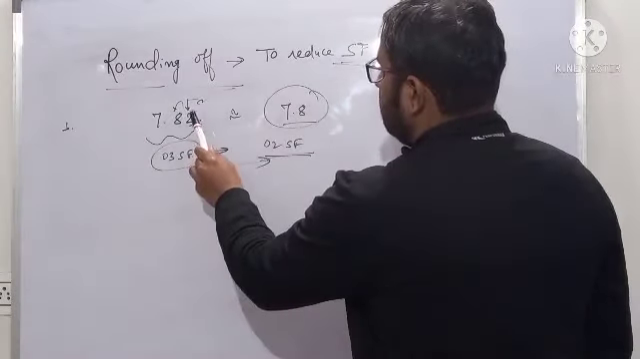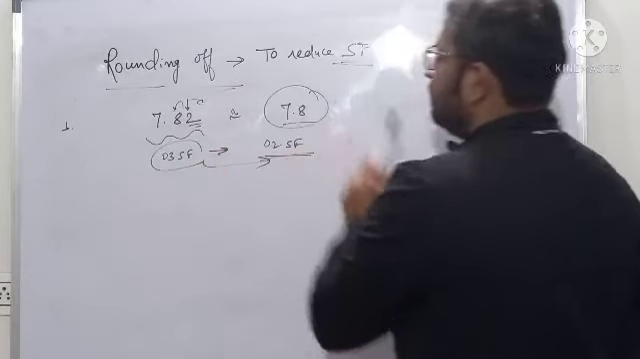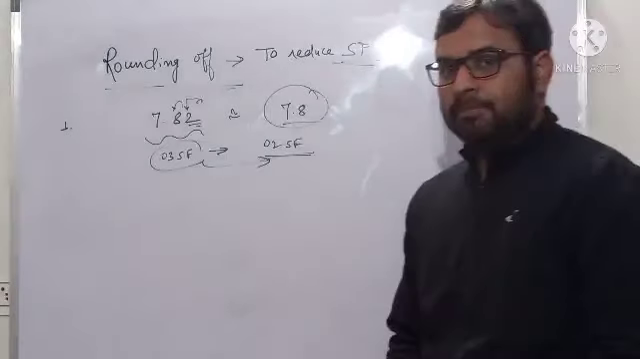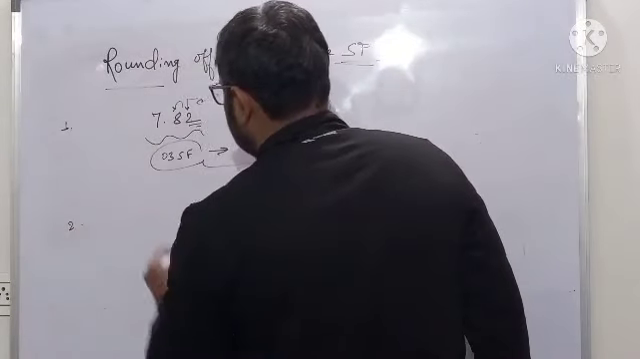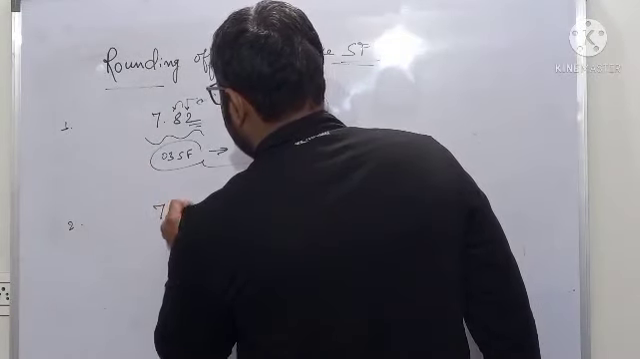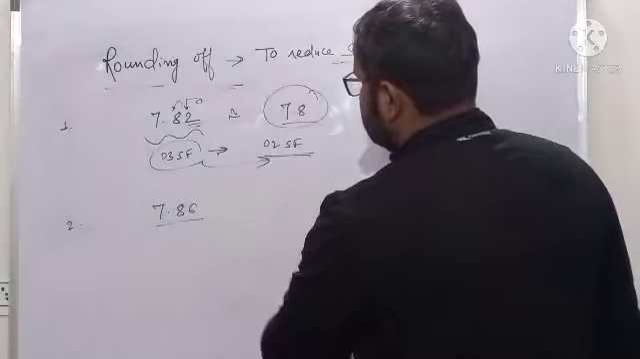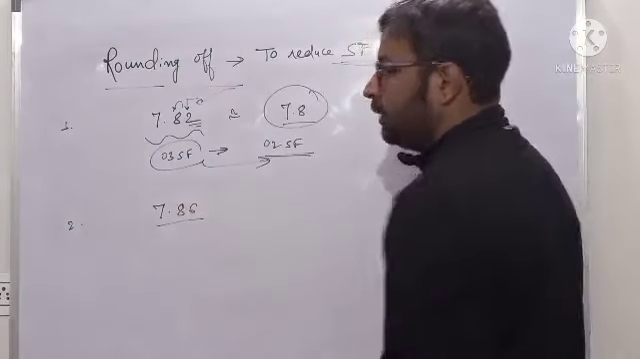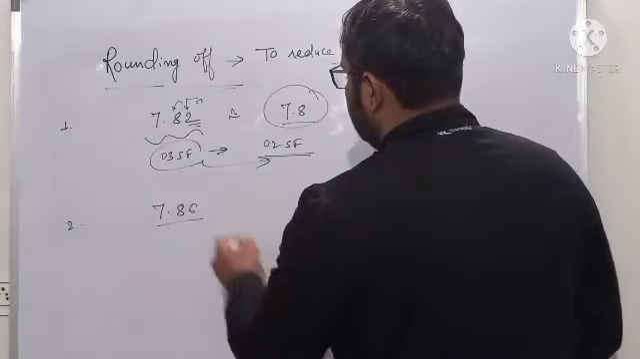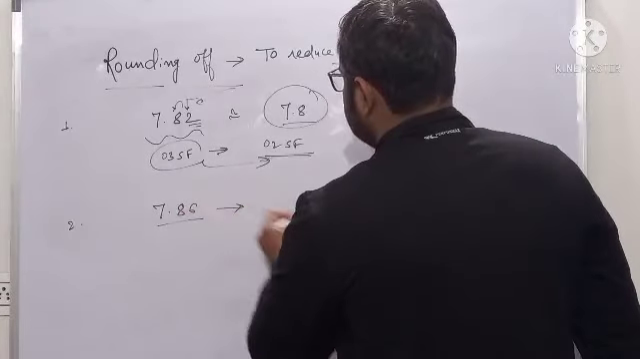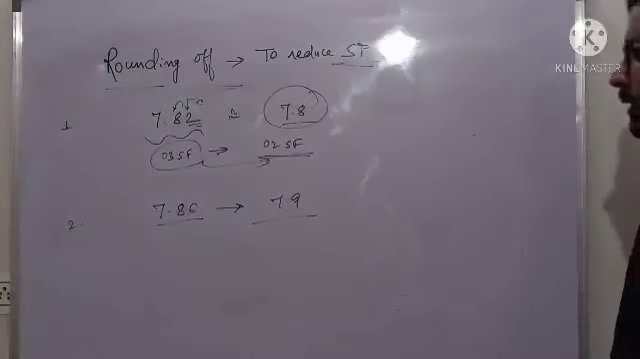If the digit to be dropped is less than 5, then the preceding digit will not change, it will remain the same. Okay? Now the next rule: suppose it is 7.86. This rule says that if the digit to be dropped is greater than 5, then the preceding digit will be raised by 1. So this is 6, this will become 7.9. Right? This is my rule 2.